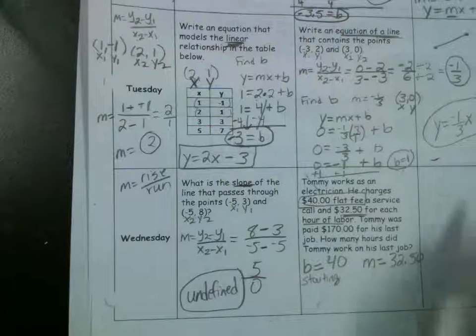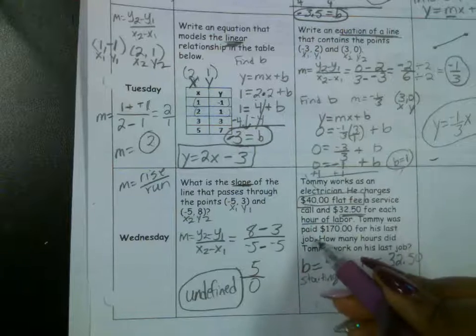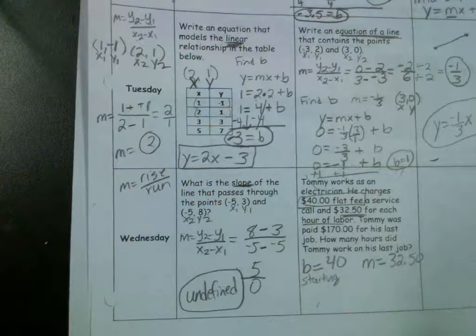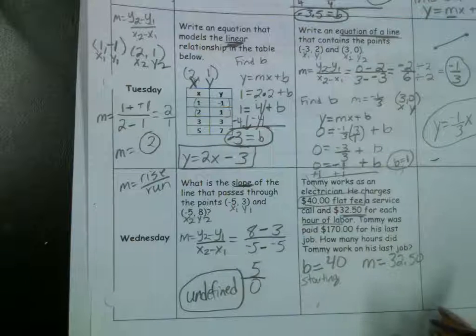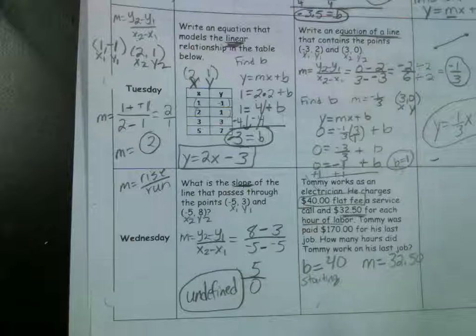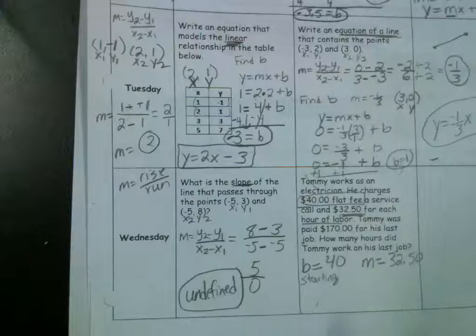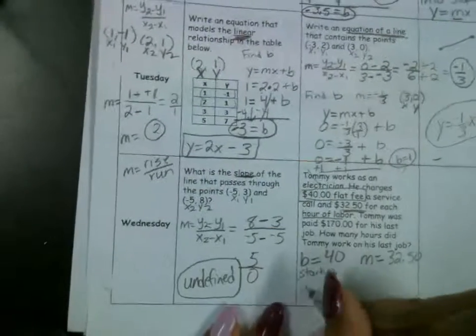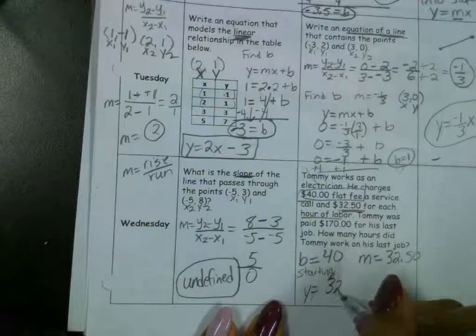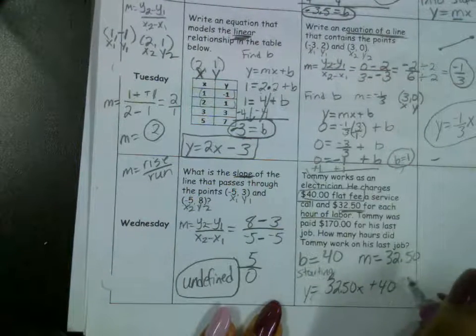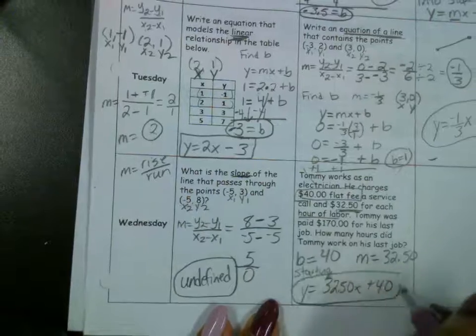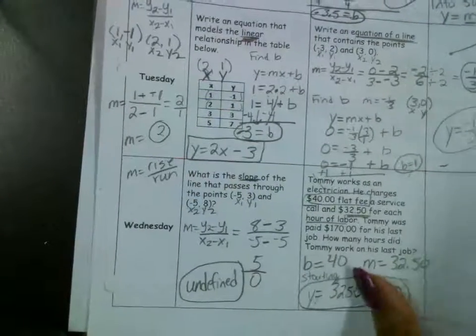$32.50 for each hour. So we can go ahead and write this as an equation because we have M and B. So how do I write this as a linear equation? If I have M and I have B, how do I write this? Y equals 32.50x plus 40. Very good. You may make about 10 copies.